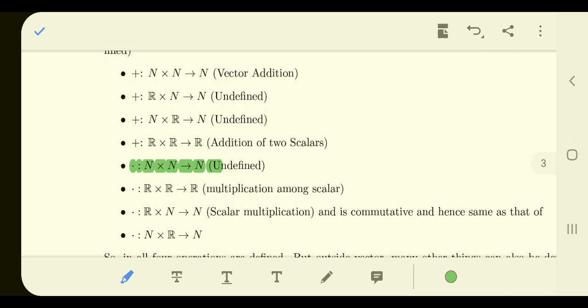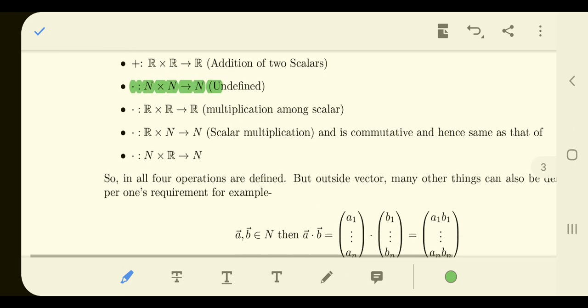Let us come back to the thing. Multiplication among scalars is defined and we are using it. The next one is scalar multiplication, which accepts one scalar value and one vector value and results in a vector, which is commutative also. So both of the last two lines are defined, and they mean the same.